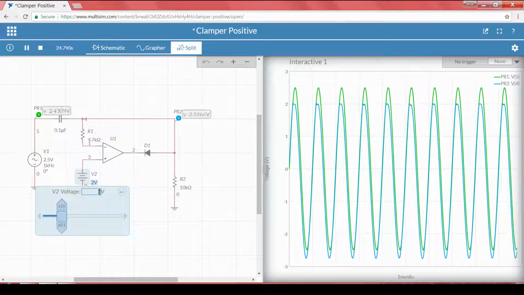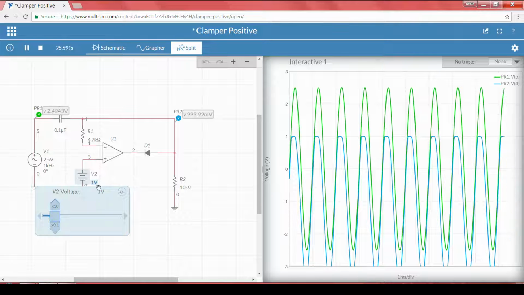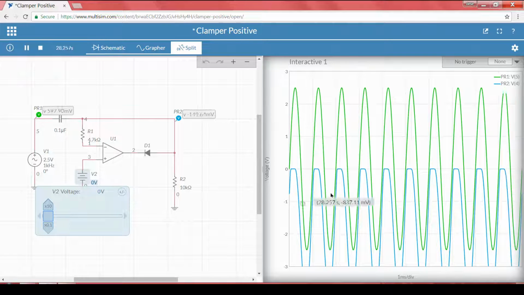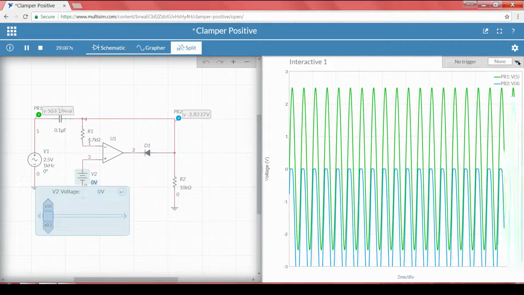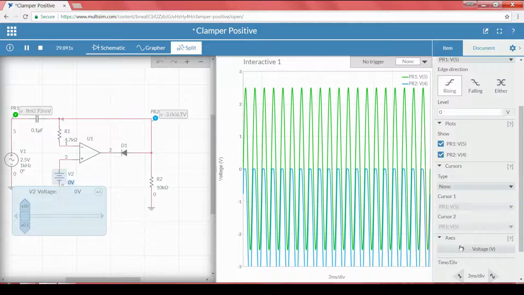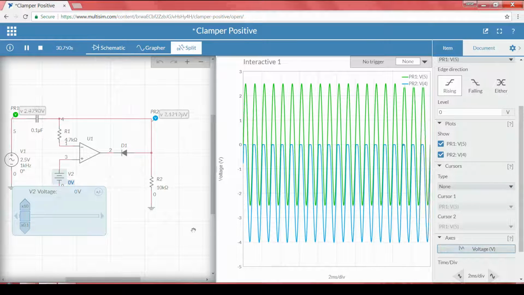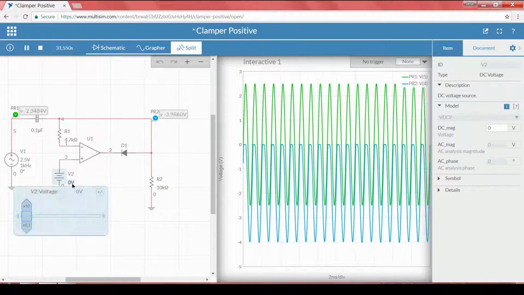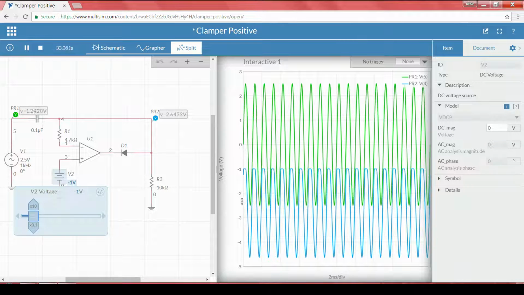Now, change it to 1 volt. We can see the input signal slowly shifting towards the negative side. That is why this is called a negative clamper. Let me change to 0, it starts from 0. For ease of understanding, I will take the voltage and make it negative, so it will shift from negative.